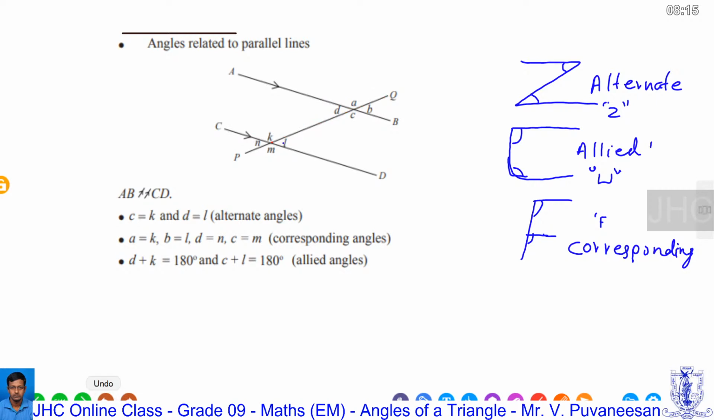Further, see another pair. If we consider this F, N and D are corresponding angles. So four pairs of corresponding angles formed: A, K, B, L, D, N, and C, M. So when two parallel lines are intersected by a transversal, they form four pairs of corresponding angles, and they are equal in magnitude.